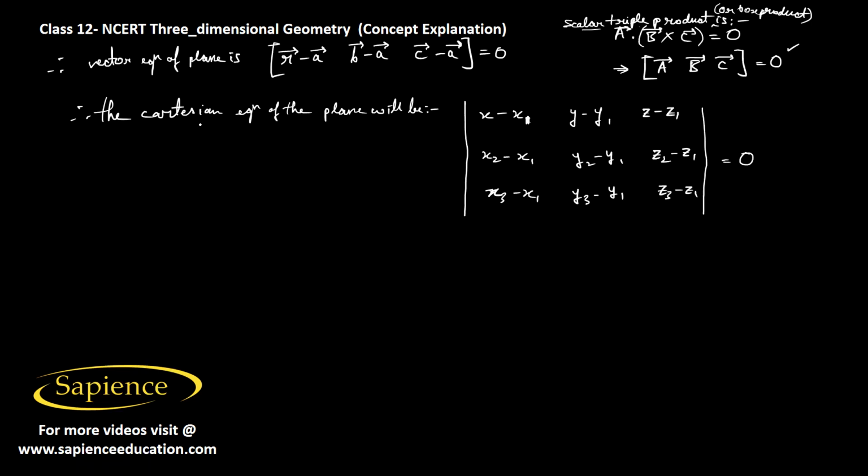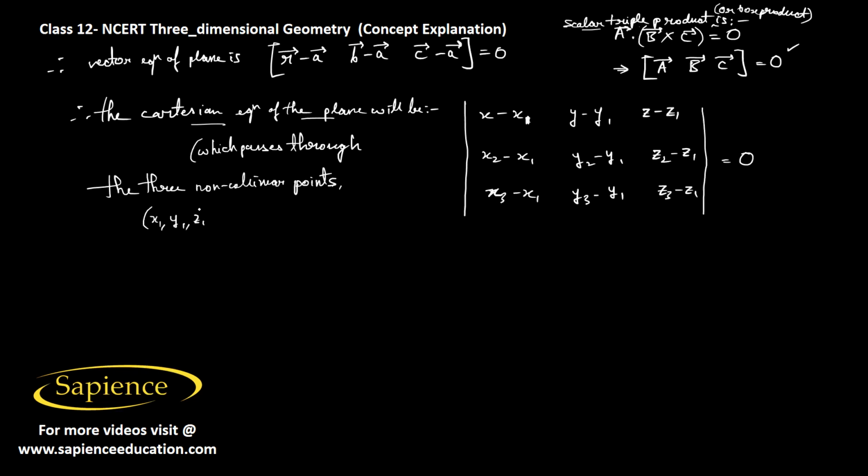So this is the required Cartesian equation of the plane which passes through the three non-collinear points, which are (x1, y1, z1), (x2, y2, z2), and (x3, y3, z3).